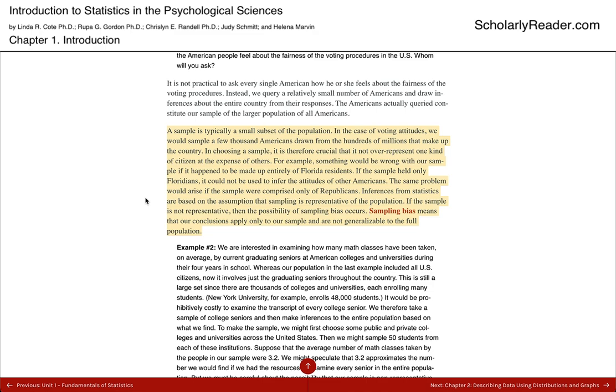Inferences from statistics are based on the assumption that the sample is representative of the population. If the sample is not representative, then the possibility of sampling bias occurs. Sampling bias means that our conclusions apply only to our sample and are not generalizable to the full population.